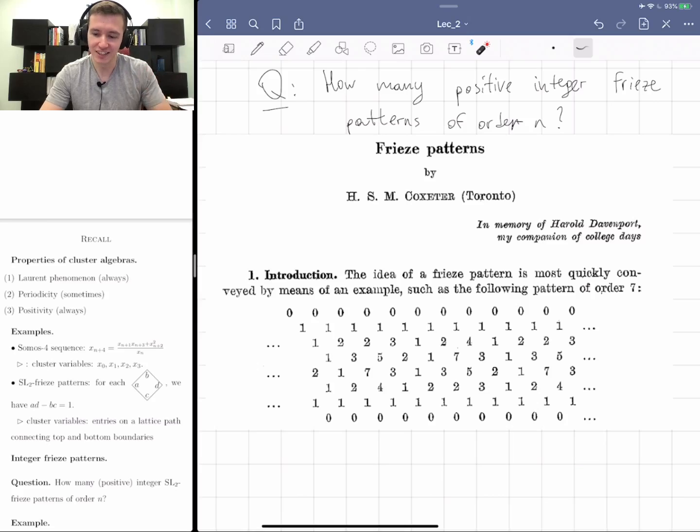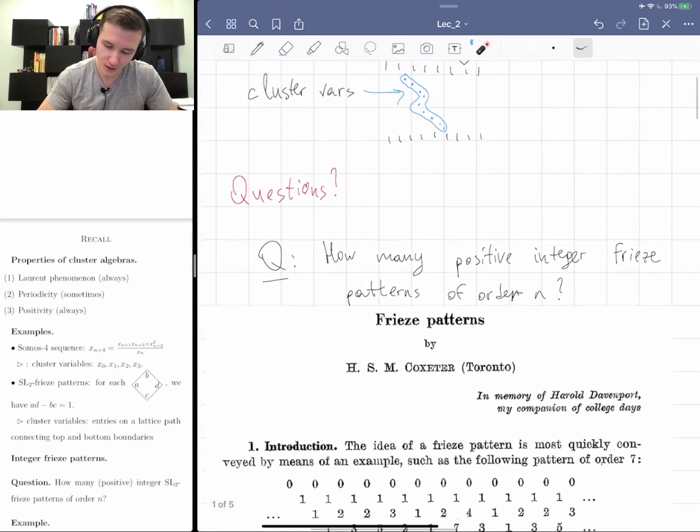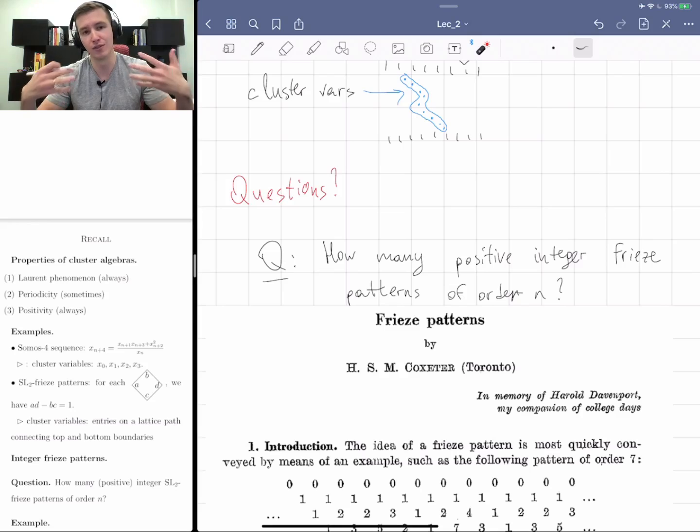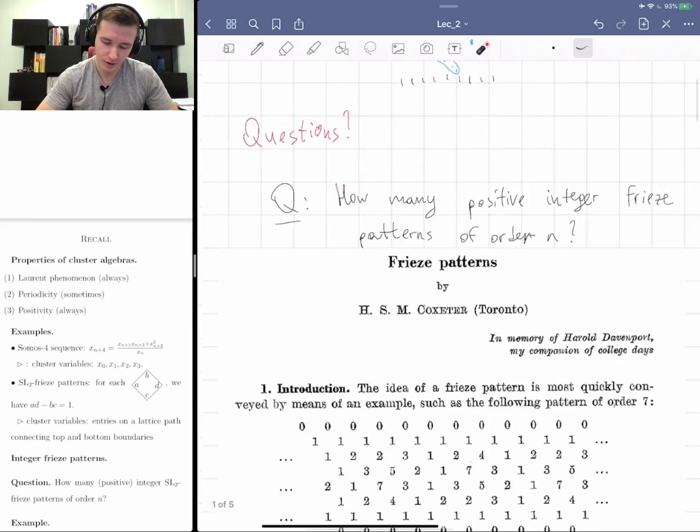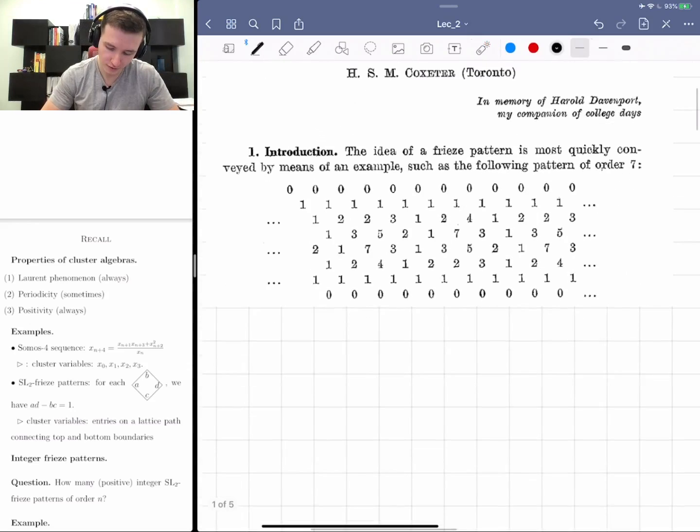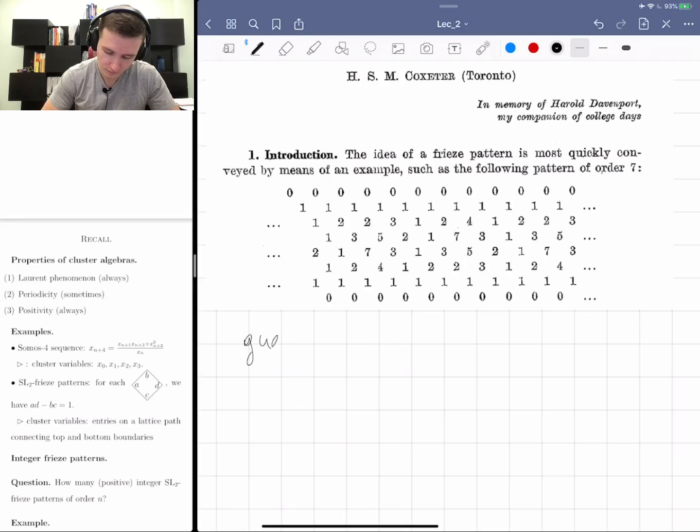Yeah, that's a great guess. If I choose any kind of cluster like this, there is a power of 2 of such clusters, and each of them is going to give me a different frieze pattern, hopefully. So a possible guess is 2 to the n minus 1 or something like this. Any other versions?